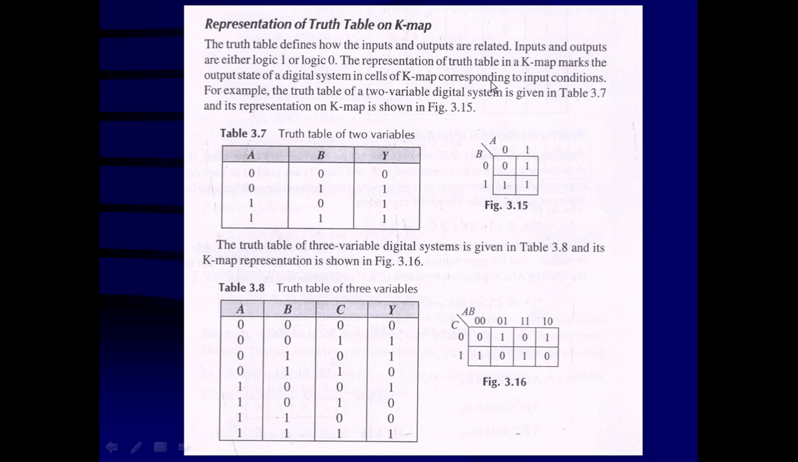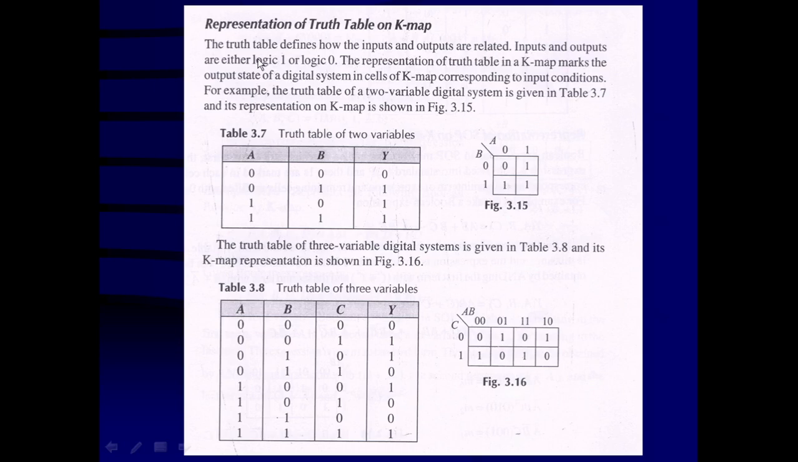The representation of the truth table in the Karnaugh map places the output state of the digital system in the cells of the Karnaugh map corresponding to the input conditions. So A and B are the input variables of the truth table. They are going to be represented either in a horizontal row or a vertical row like this. And for each combination, the output is represented in the cell position. So this way the truth table defines how the input and output are related.